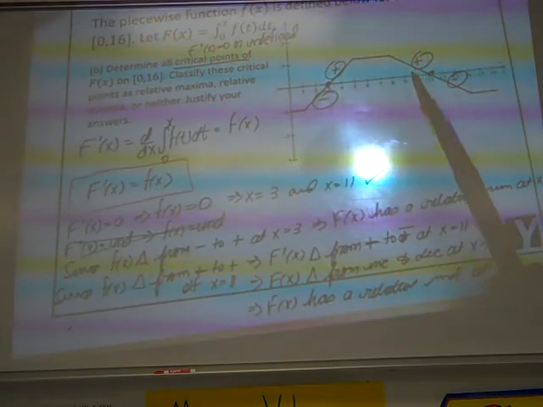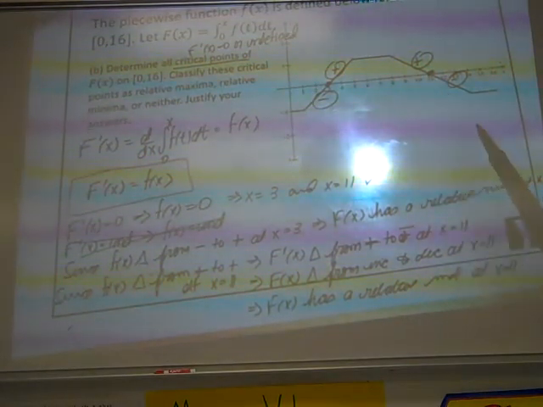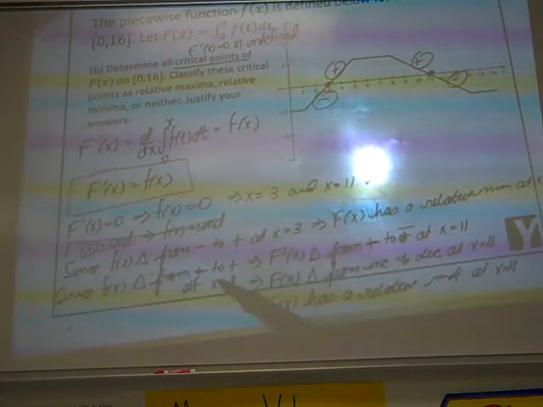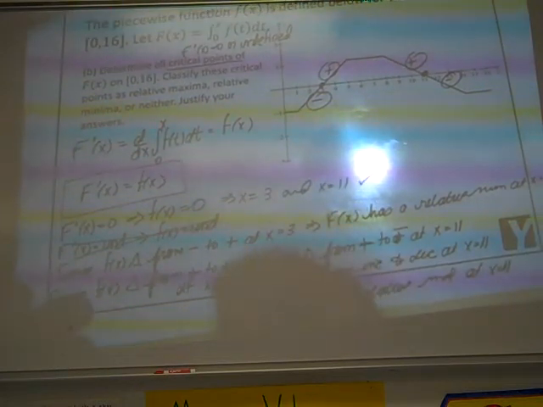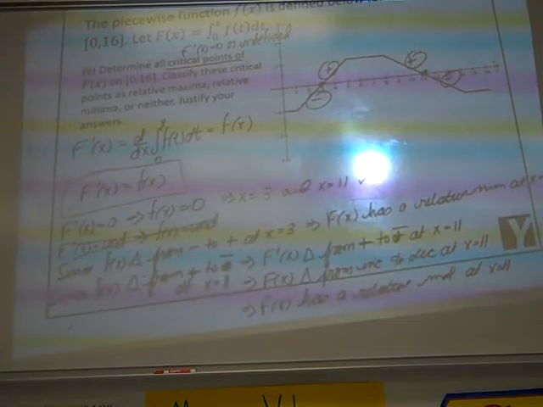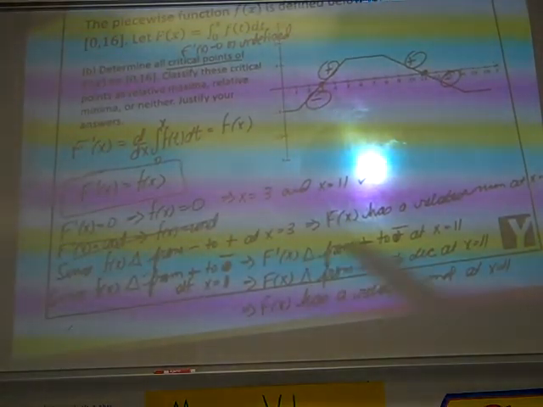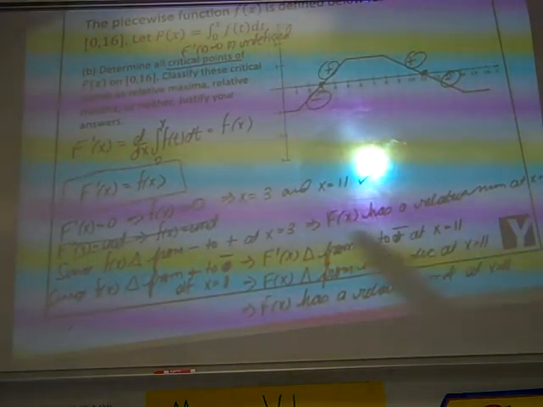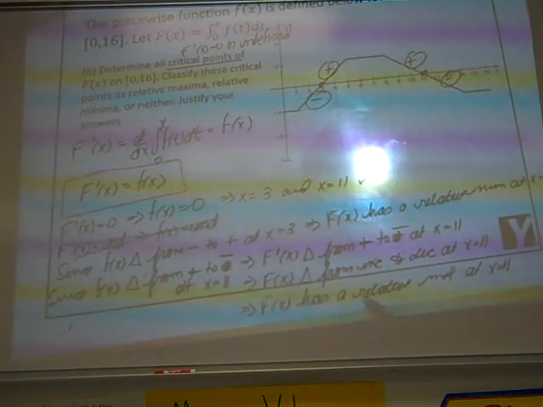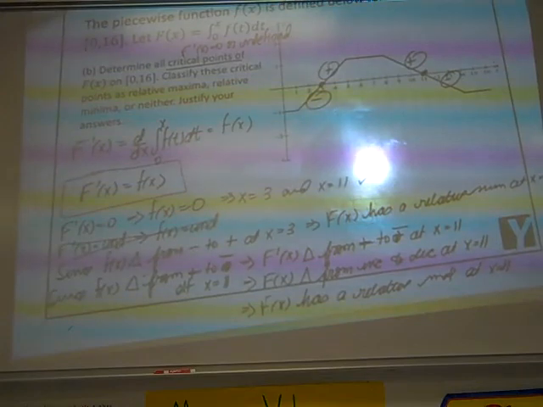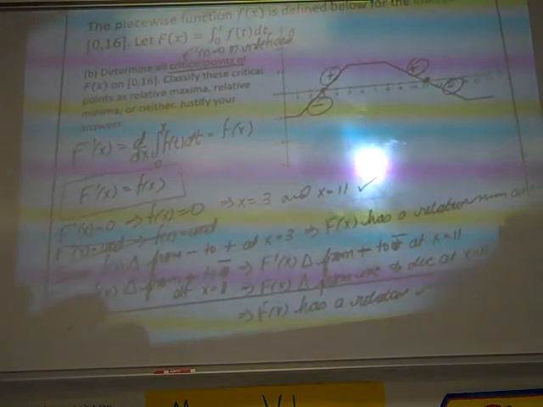Similarly, at x equals 11, little f changes from positive to negative. Because little f changes from positive to negative at 11, this means that big F prime changes from positive to negative at 11. That means that big F changes from increasing to decreasing. Therefore, big F has a relative max. Done. All right.